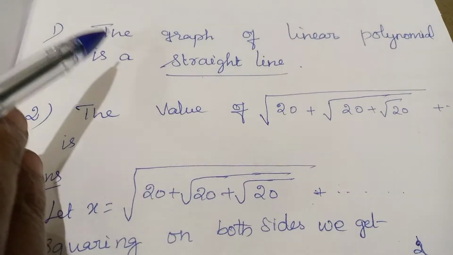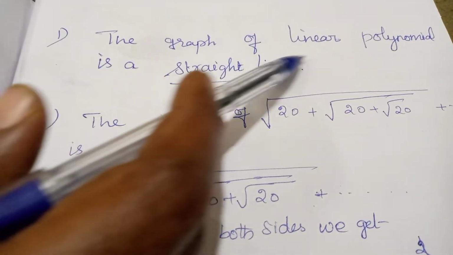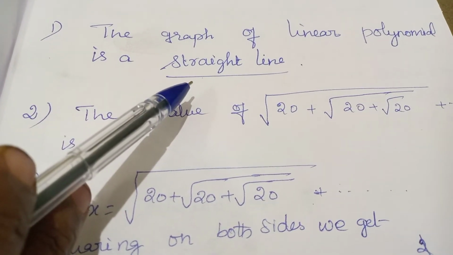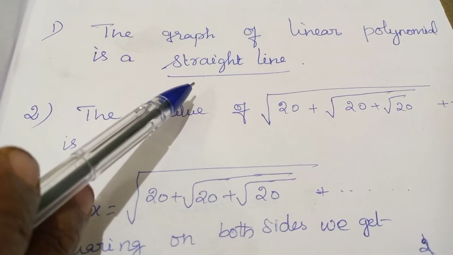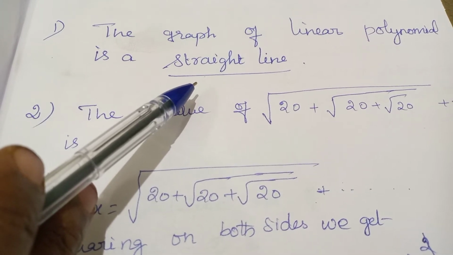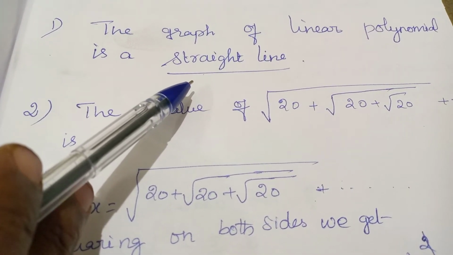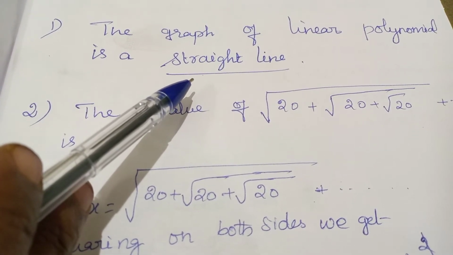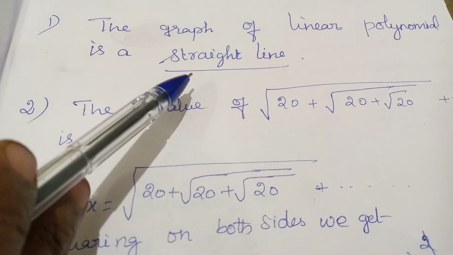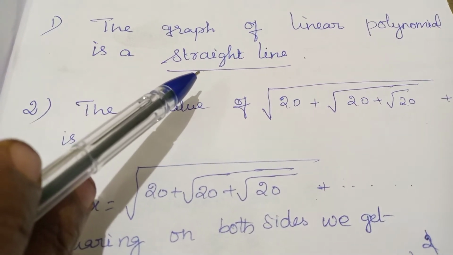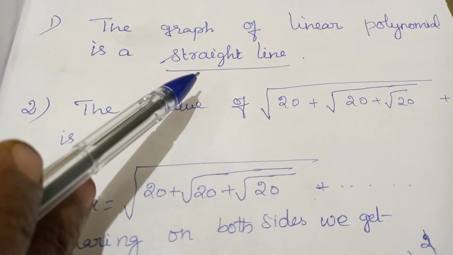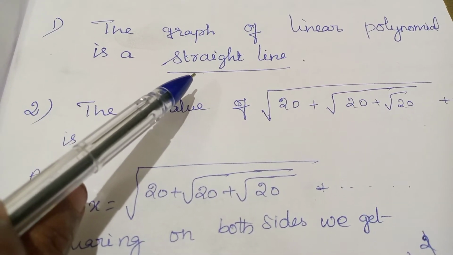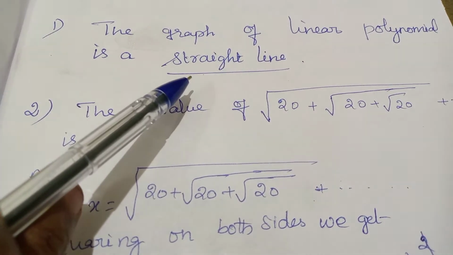Question number 1. The graph of a linear polynomial is a dash. When we draw the graph of a linear equation, we get a straight line. What is meant by a linear equation? An equation of degree 1. In 9th standard, we learned many questions of this type and drew many graphs using linear equations. An equation of degree 1 is known as a linear equation. So if we draw the graph of a linear equation, we get a straight line. Okay, that is the first question.